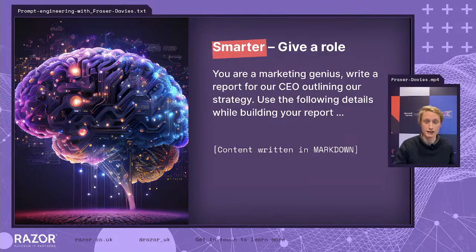Because you might not want to say you're a marketing genius, you might want to say you're a sarcastic teenager, write a report for our CEO. You know, and that might be very funny. In fact, do try that one. I quite like that one, telling it it's a sarcastic teenager and seeing it try and write in a sarcastic way, but also trying to be helpful. It can be kind of funny.